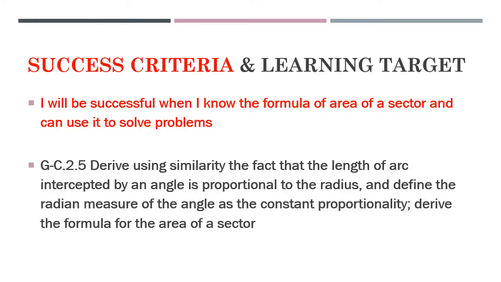So the success criteria for this one is you'll be successful when you know the formula of the area of a sector and can use it to solve problems like the ones you're about to do. Now, the learning target is the same as the last one, where we derive using similarity the fact the length of an arc intercepted by an angle is proportional to the radius, and define the radian measure of the angle as the constant proportionality. Derive the formula for the area of a sector.